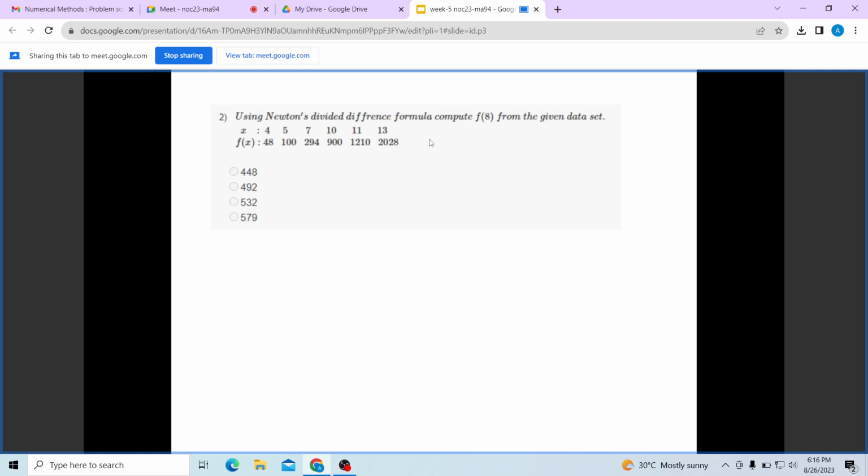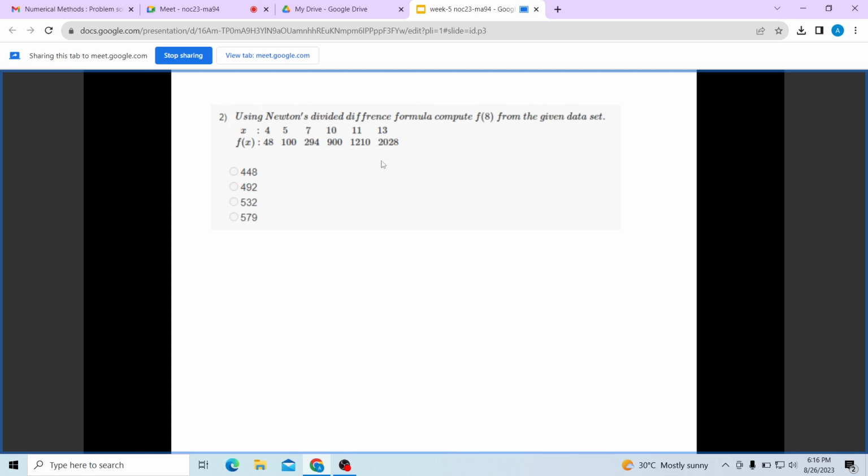Now here you can notice that the difference between the consecutive elements is not equal. Here the difference is 1, here the difference is 2, here the difference is 3, here the difference is 1, and here the difference is 3 again, 2.